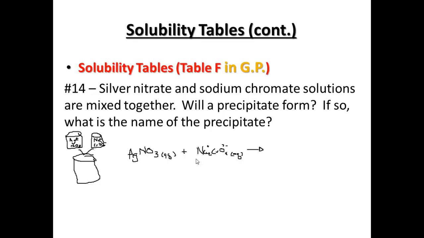Now we're going to have a double replacement reaction, so we're going to have the silver react with the chromate, and the nitrate and the sodium. So sodium is the +1, so we put it first, and nitrate.